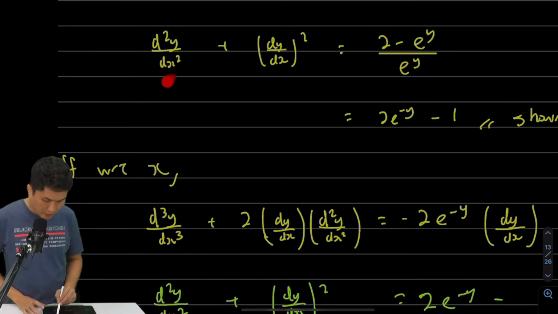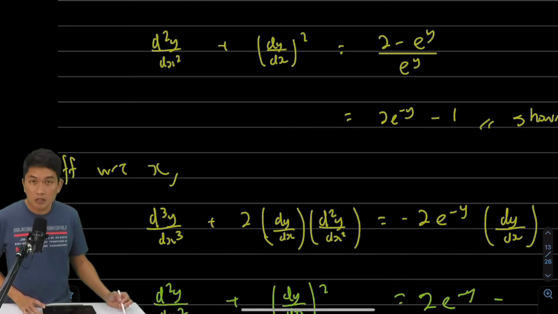Differentiating d squared y/dx squared just gives us d cubed y/dx cubed. Differentiating this, bring the power down, that's 2 times dy/dx times the derivative of dy/dx, which is d squared y/dx squared. And then differentiating this one, maybe the negative one first, there's a constant, so that goes to 0. Differentiating this will give you exact same copy again of the same exponential function. Remember to differentiate the power, you get a negative dy/dx.